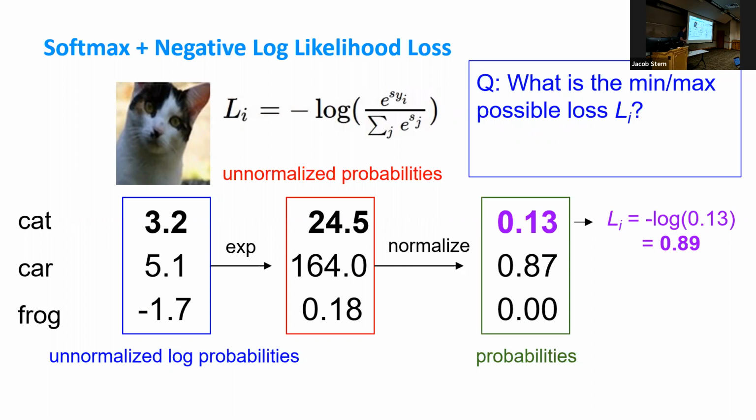And we already mentioned this, but we'll see if you remember. So what is the minimum and maximum possible loss L_i? Can you explain why that is? Very close. Very, very close. You want to explain your rationale?